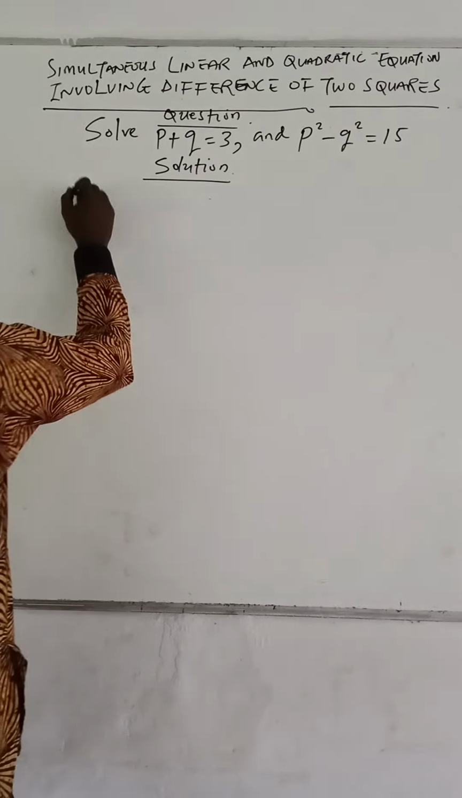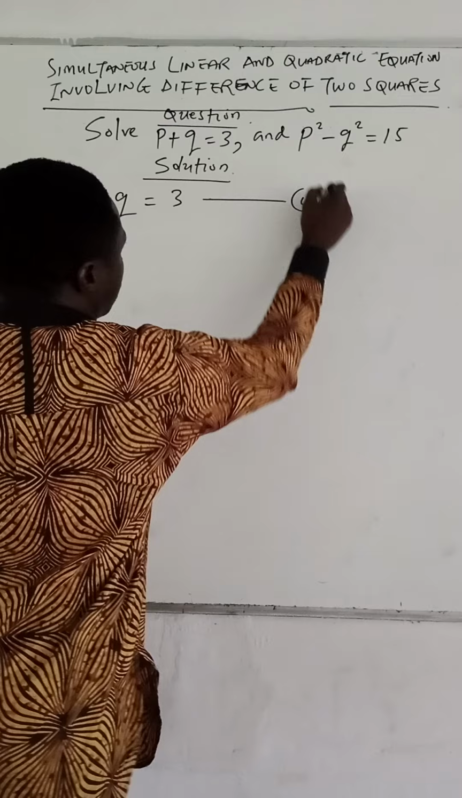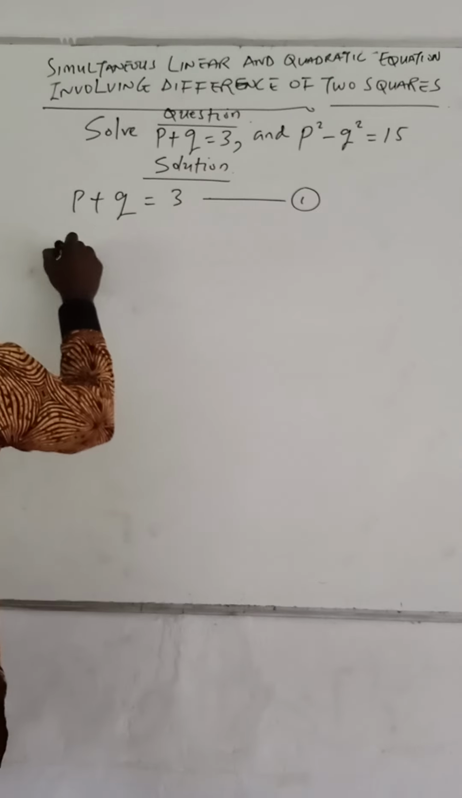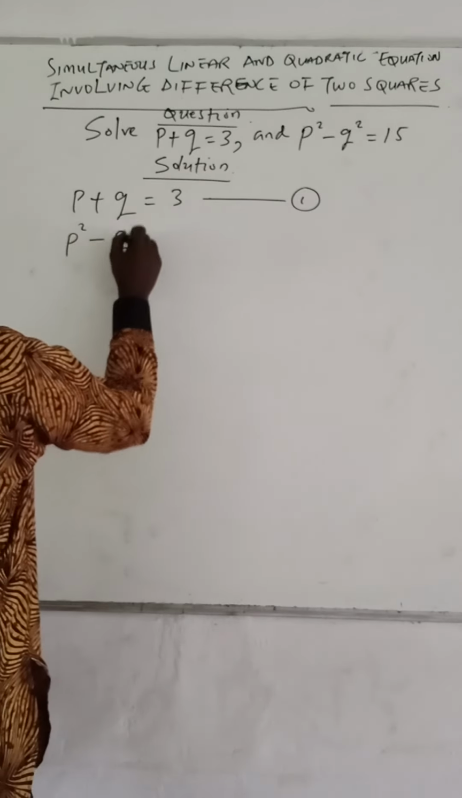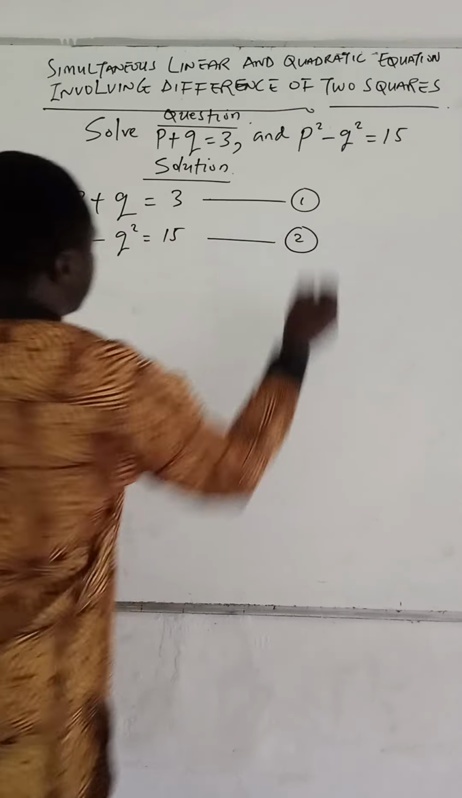So the equations will be p plus q equals 3. You can call this equation 1. Then p squared minus q squared equals 15. You can call this equation 2.